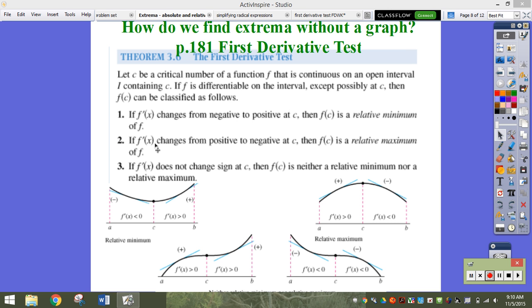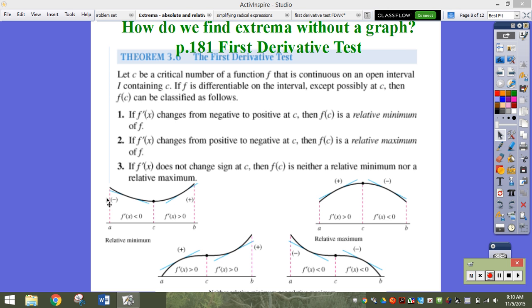Number 2 says if f prime changes from positive to negative at C, then f of C is a relative maximum of f. So positive to negative change in slope would mean increase to decrease, which makes sense because that's like the top of a hill. That would make a maximum. And then if f prime does not change sign, then f of C is neither a maximum or a minimum.